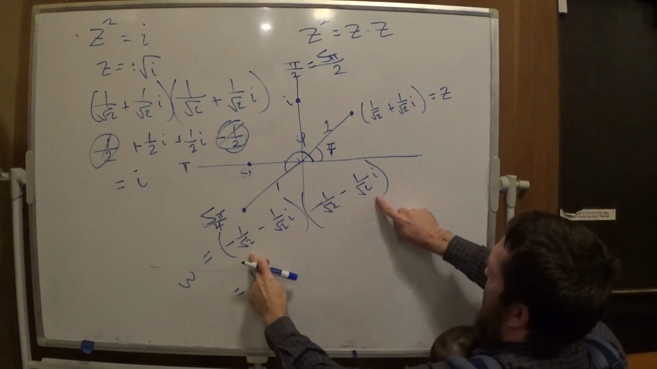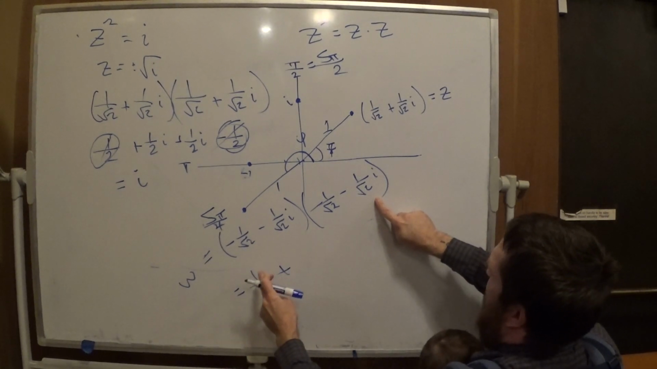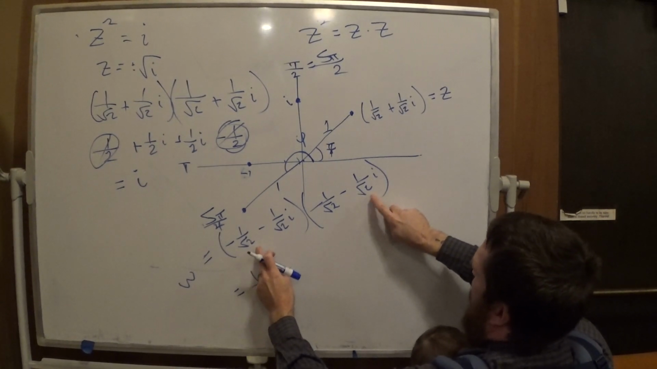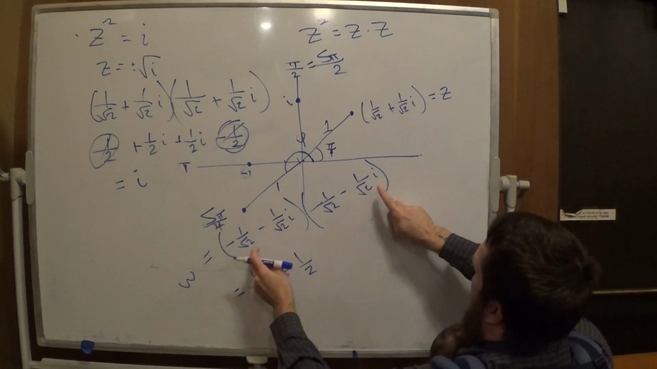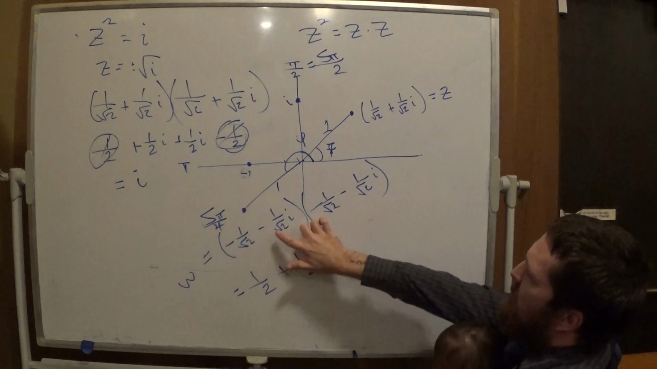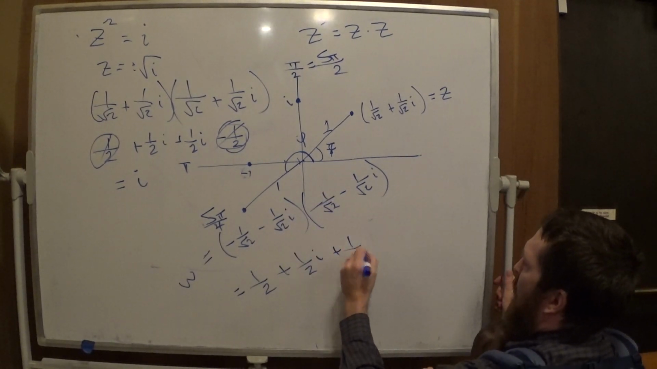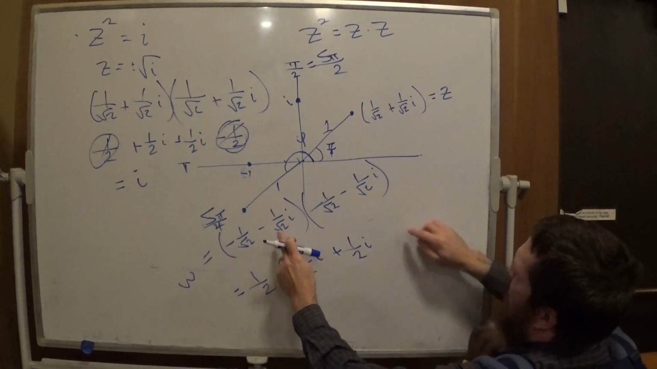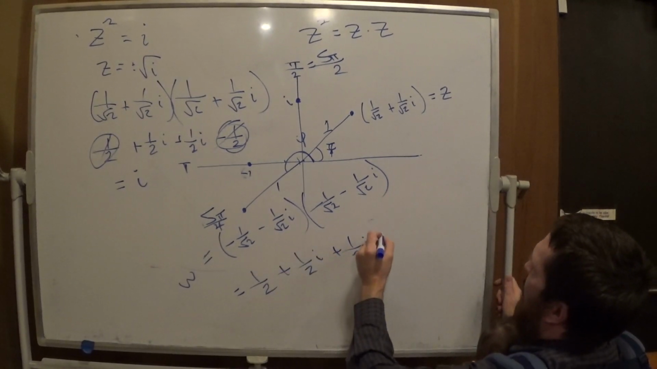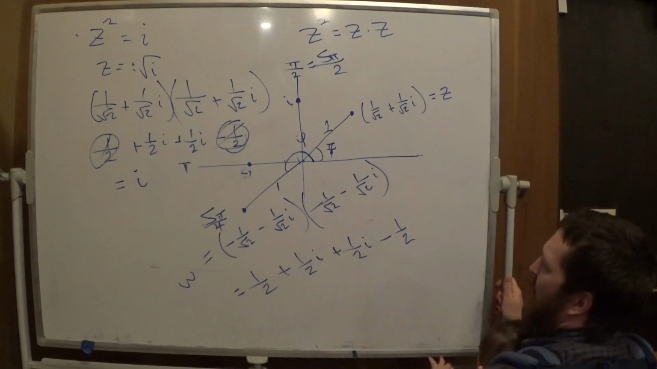Outer, a negative times a negative is a positive. So positive 1 over root 2 times itself is 1/2. Inner, there's only one I, so there's an I. Negative times negative is a positive, 1 over 2, I. Last, negative times a negative is a positive, but then I times I is negative.